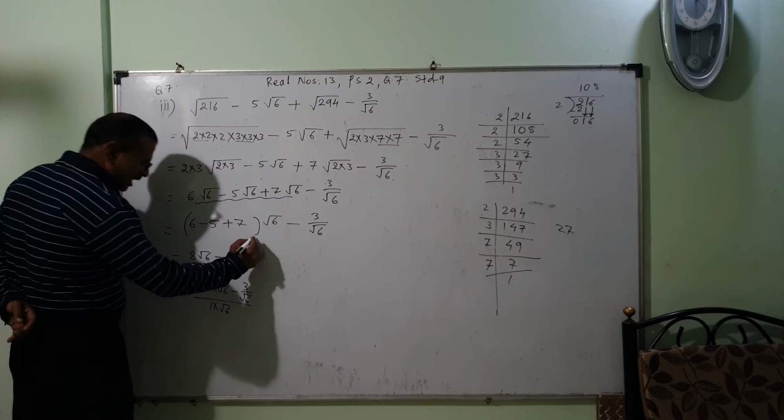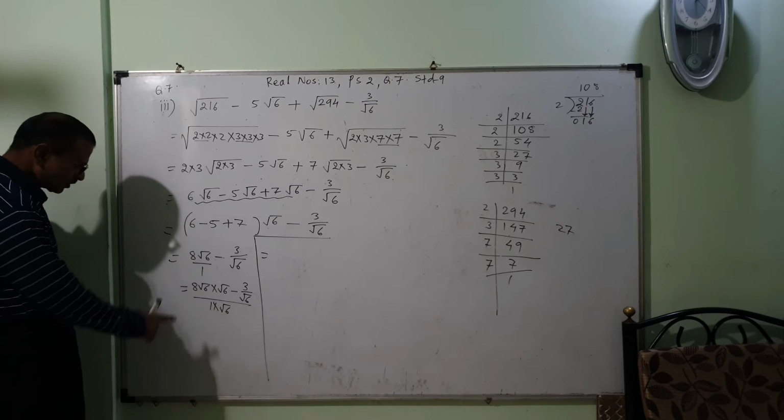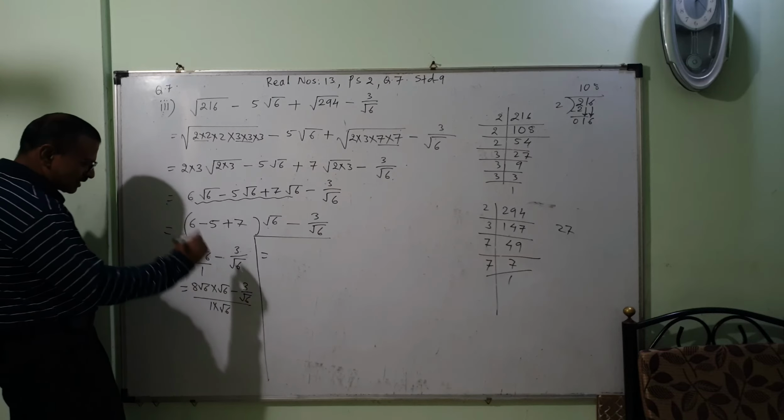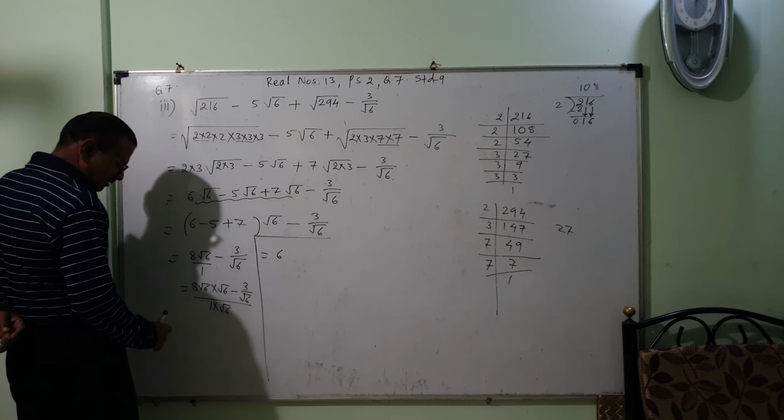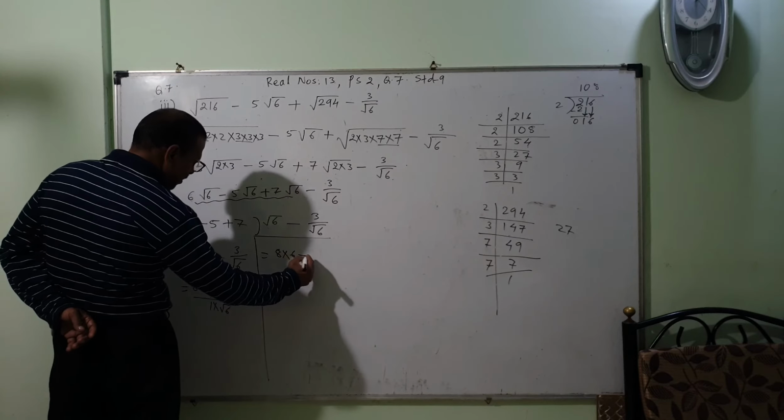This is one way. Another way also I will tell for the scholar students. So root 6 into root 6 is 6, into 8. 8 into 6 minus.